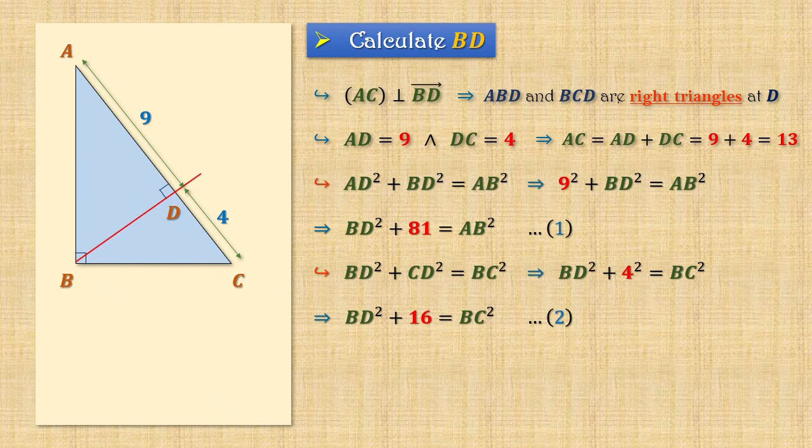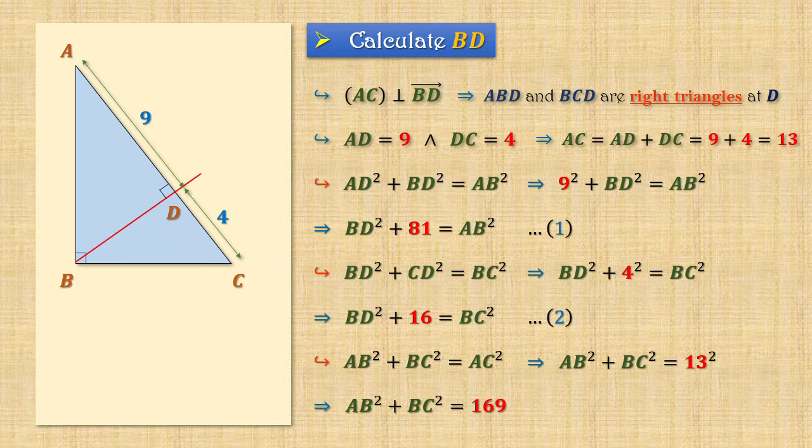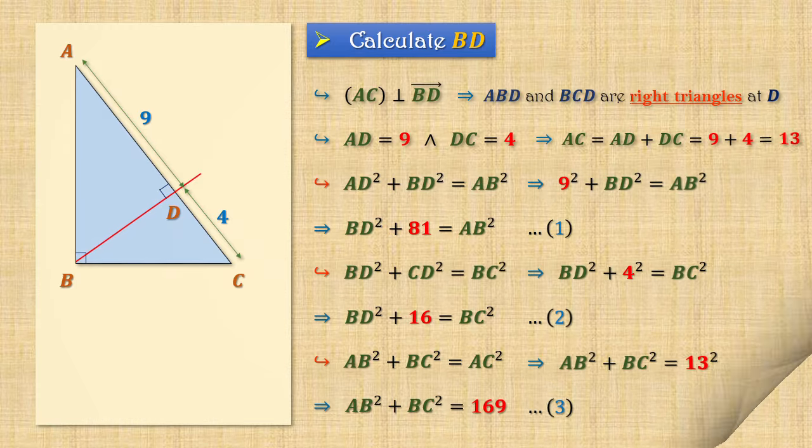Now if we consider the main triangle ABC, then we can deduce, according to the Pythagorean theorem, that the square of AB plus the square of BC is equal to the square of the hypotenuse AC. And as we know that the length of AC is equal to 13, then we would have the equality AB squared plus BC squared equal to 13 squared, which means that AB squared plus BC squared is equal to 169. We will keep this in mind and note it as equality number 3.